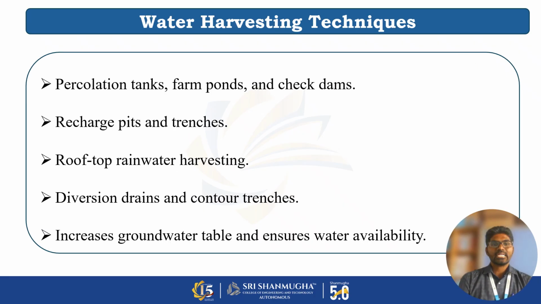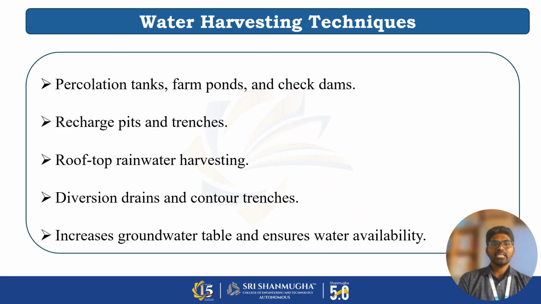Water harvesting technologies. Generally, water harvesting technologies reduce the runoff. These technologies are percolation tanks, farm ponds, check dams, recharge pits, trenches, rooftop rainwater harvesting, diversion drains, and contour trenches, by which we increase the groundwater table and ensure water availability.